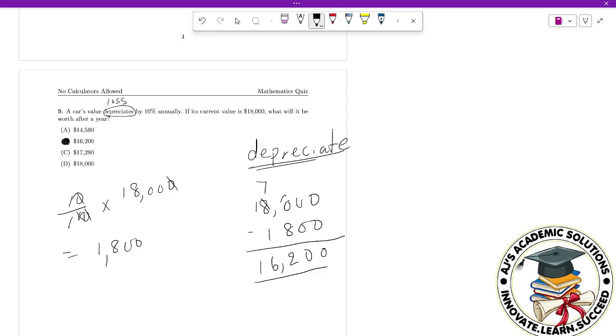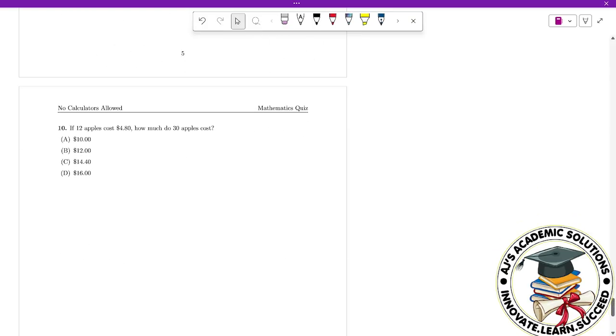Remember, depreciation is loss, meaning that at the end of the year, when the 10% deduction is taken from this 18,000, the new value of this car is 16,200. And moving on now to the next question.